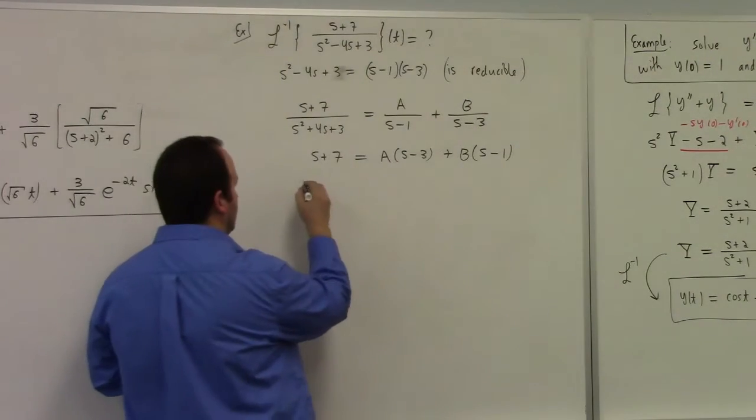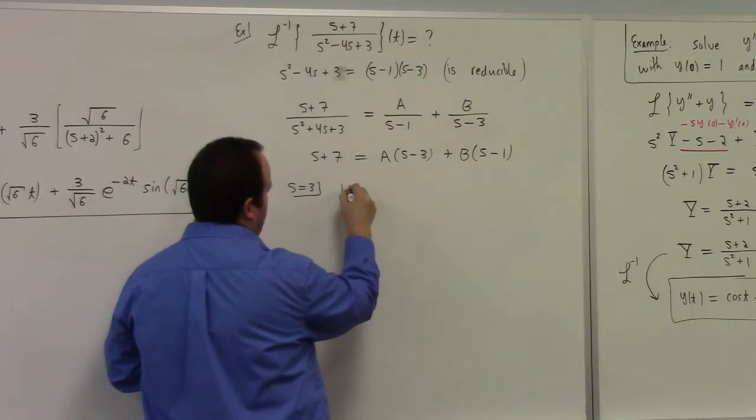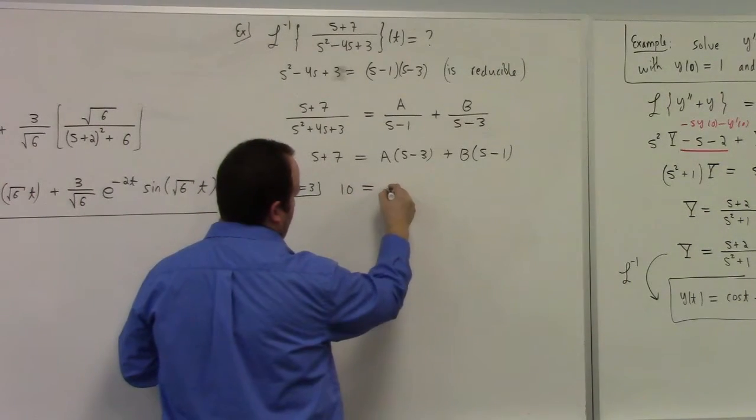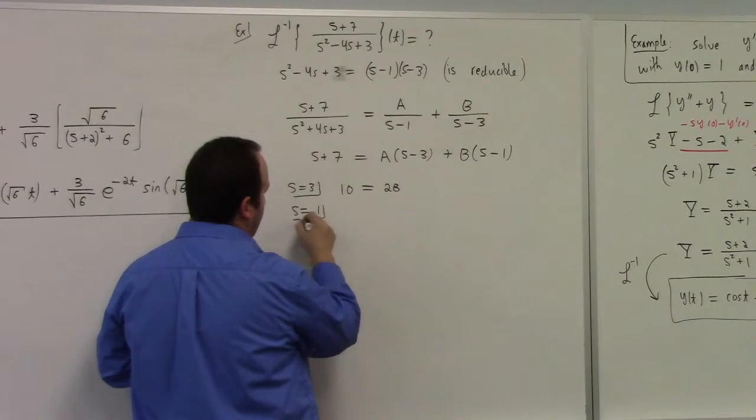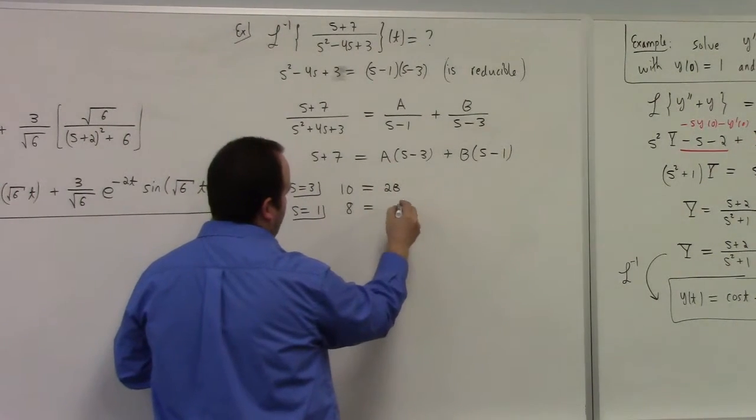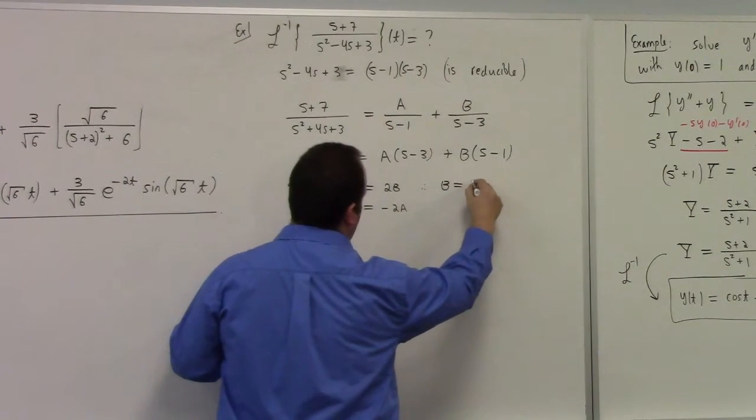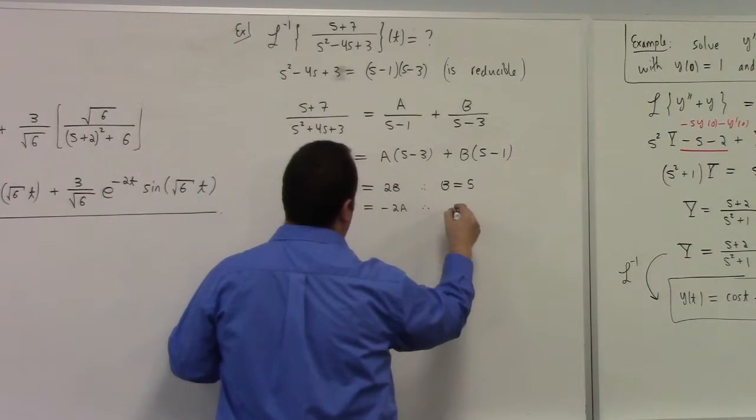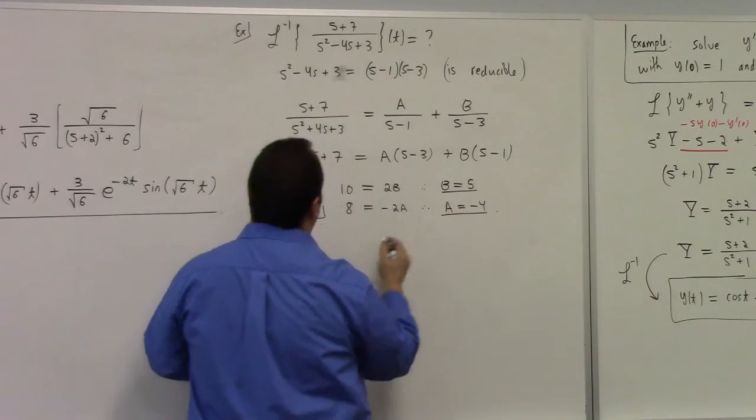this one's easy. You just plug in s equals 3. That gives me 10 is equal to 2b. You plug in s equals 1. That gives me 8 is equal to minus 2a. So b is equal to 5. And a is equal to minus 4.